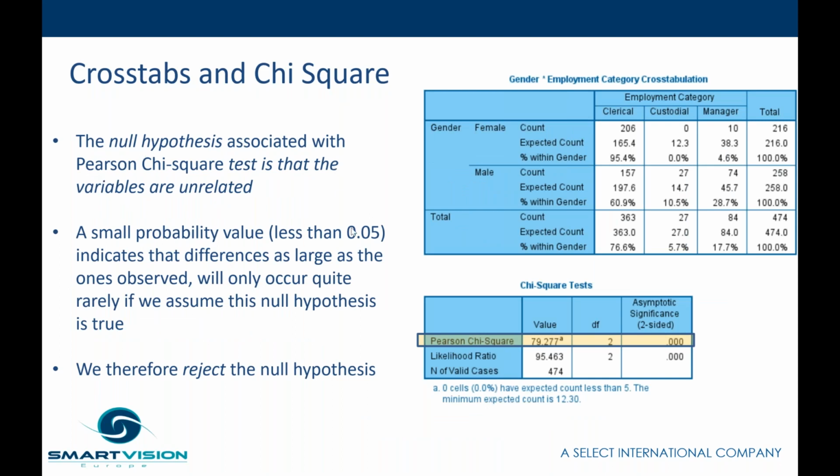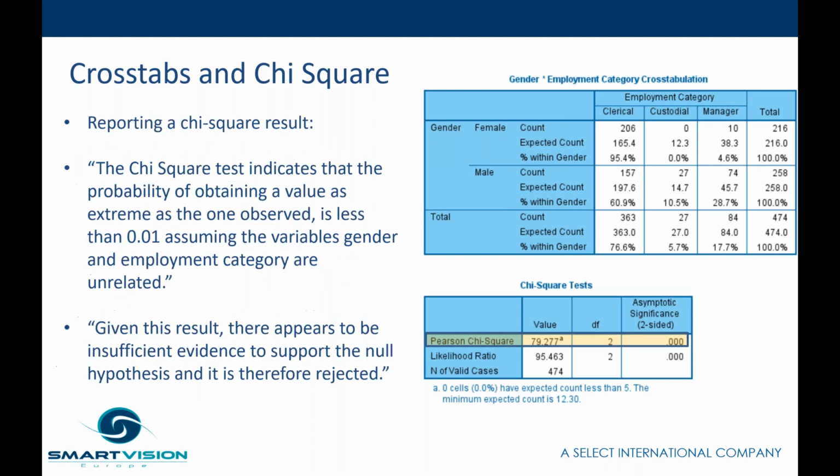So the null hypothesis associated with the Pearson chi-square test is that the variables are unrelated. A small probability value of less than 0.05, according to convention, indicates that differences as large as the ones that we have observed will only occur quite rarely if we assume this null hypothesis is true. We therefore reject the null hypothesis.